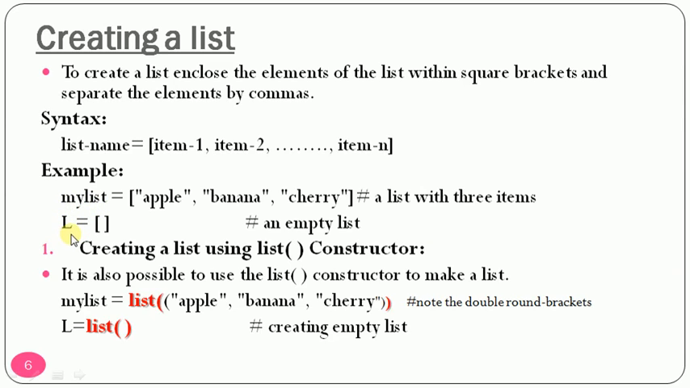Now let's look at this example. L equals, then only the square brackets. That means we are creating an empty list. This is the simplest way. Other ways are also there.